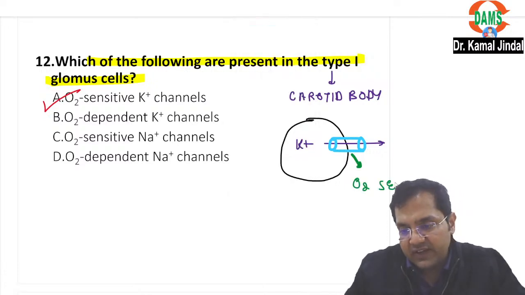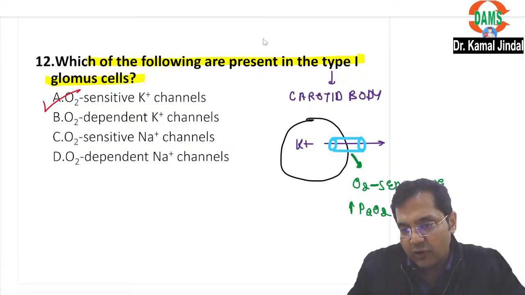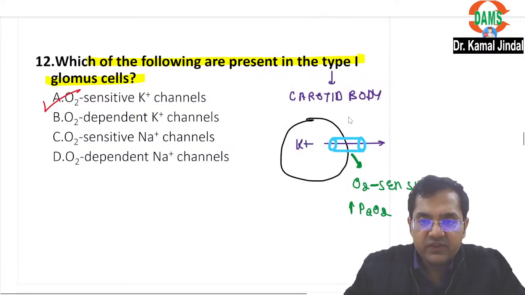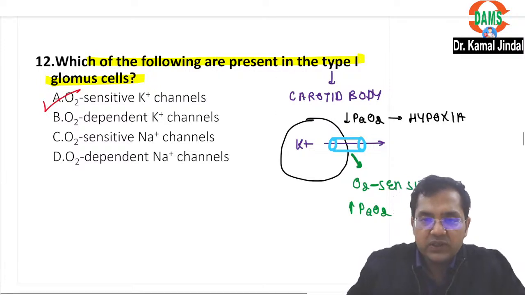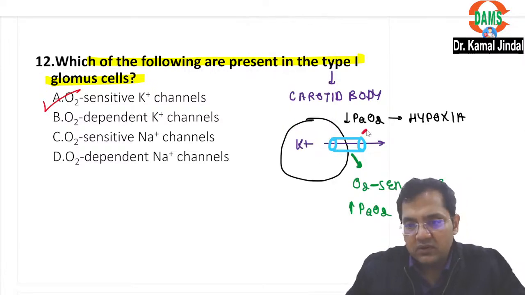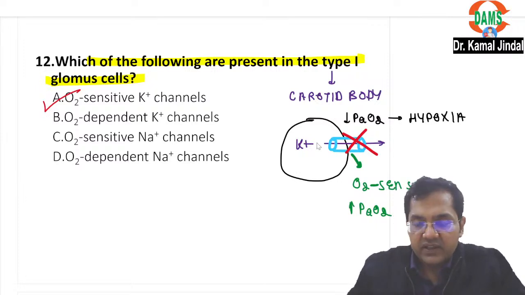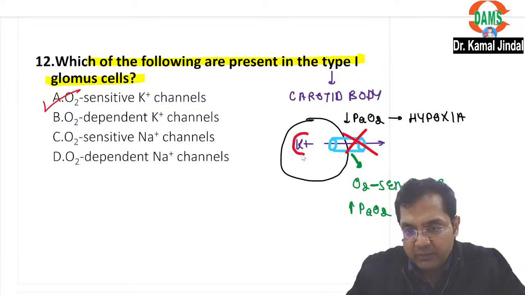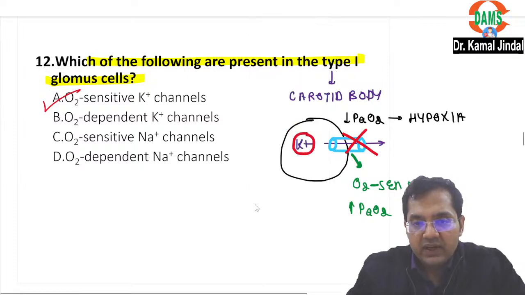Oxygen sensitive means this movement of potassium outside requires a high partial pressure of oxygen. Interestingly, if the partial pressure of oxygen decreases, that means the person is having hypoxia. So naturally the channels will close. As the channels close, think about it, what will happen? Can the potassium go out? No. Potassium is what type of charge? Positive charge. So this will lead to depolarization of type 1 glomus cells.